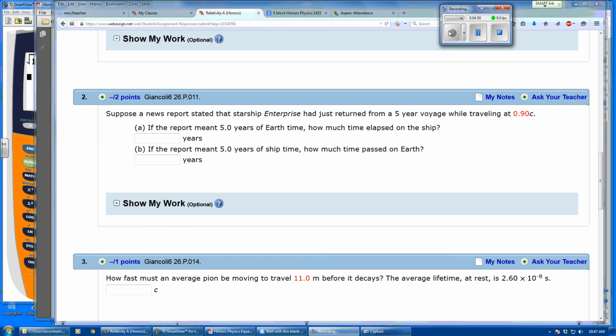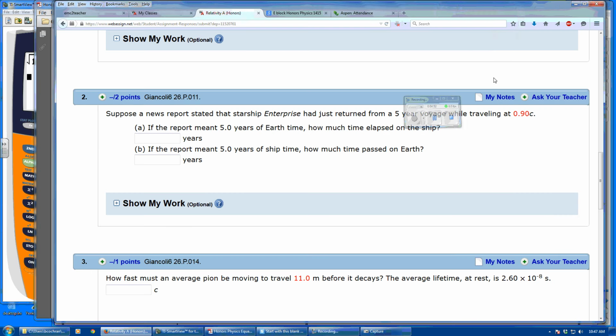All right, so we're on to number 2. In number 2, we have Starship Enterprise just returned from a 5-year voyage while traveling at 0.9 c. So 2.5 years out, 2.5 years back. If the report meant 5 years Earth time, how much time elapsed on the ship? If the report meant 5 years ship time, how much time passed on Earth?